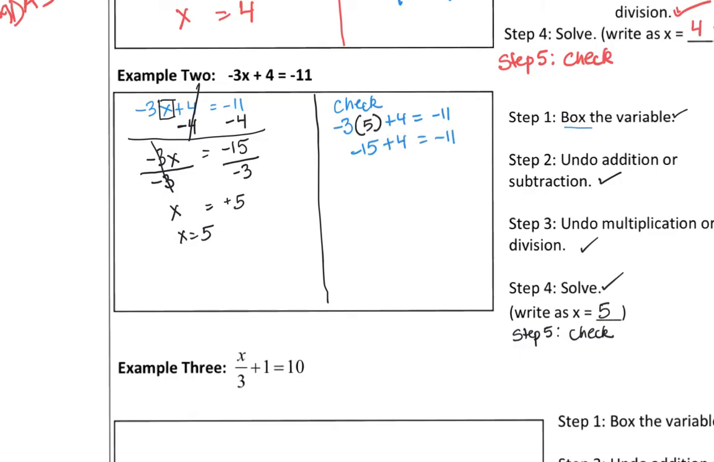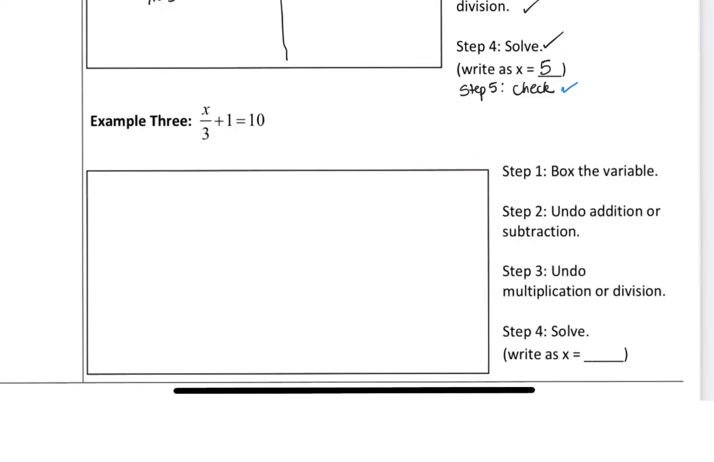And -15 plus 4 is -11. And -11 does equal -11. Check, I'm done. That's perfect. So that's how I would do example 2. And let's take a look at one more example on this page.